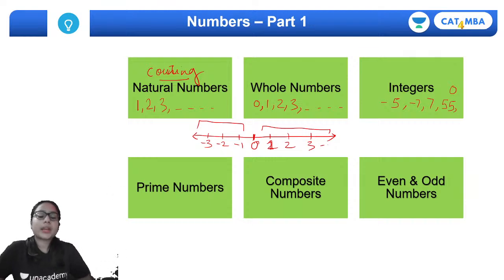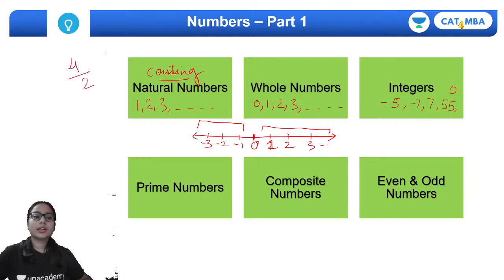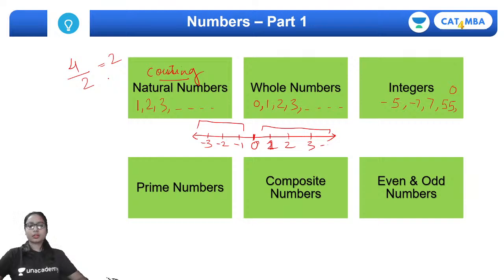Now let's see what are prime numbers. If you divide any number by some other number, let us take a number 4. If I divide 4 by 2, we'll get 2 as the quotient. It means 4 is divisible by 2. Now let us understand what are prime numbers. Prime numbers are those numbers which are not divisible by any other number except 1 and the number itself.